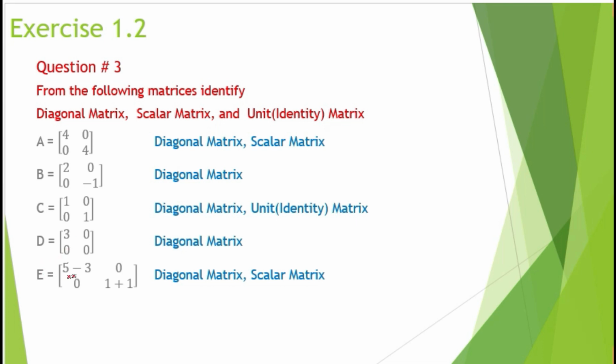Next, E is equal to 5 minus 3, which is equal to 2, and 1 plus 1 is also 2, so 2 and 2. This is a diagonal matrix as well as a scalar matrix because its diagonal entries are similar and non-zero.